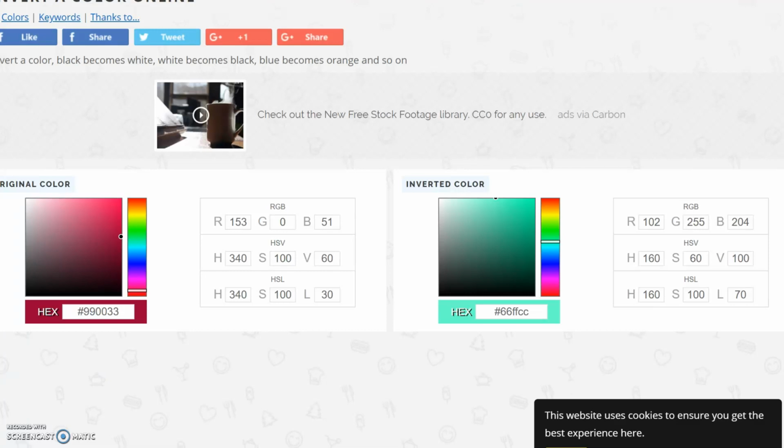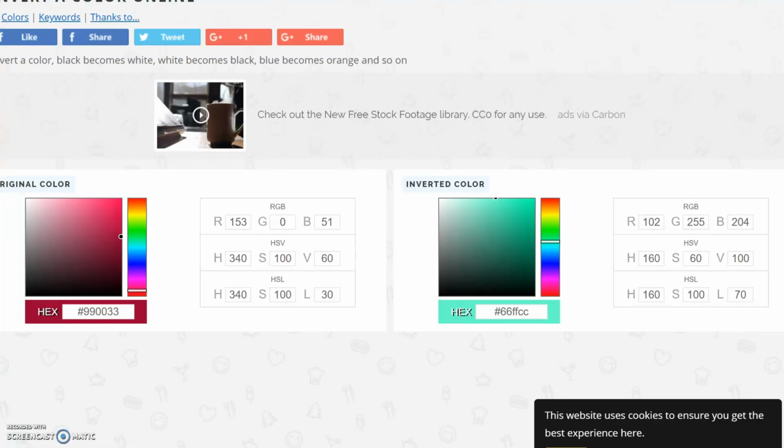If I divide them into groups of 2, so it's 99 space 00 space 33, and I convert them to RGB by way of saying, well, 99 in base 16 is 153 in our base 10, and 00 is obviously 0, and 33 in base 16 is our number 51.